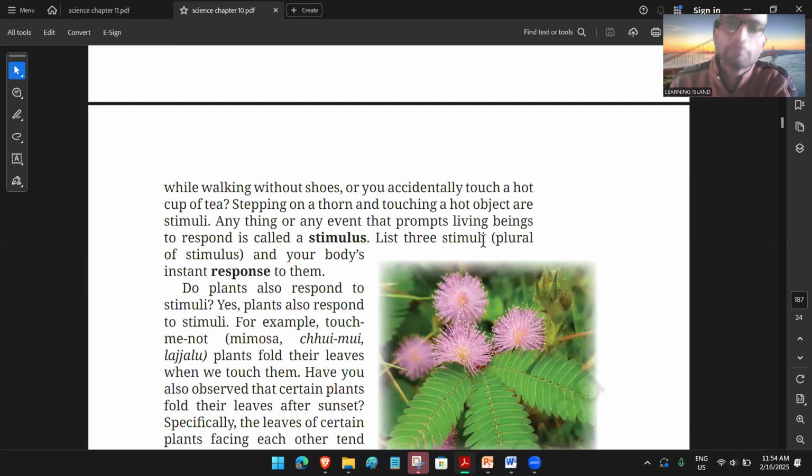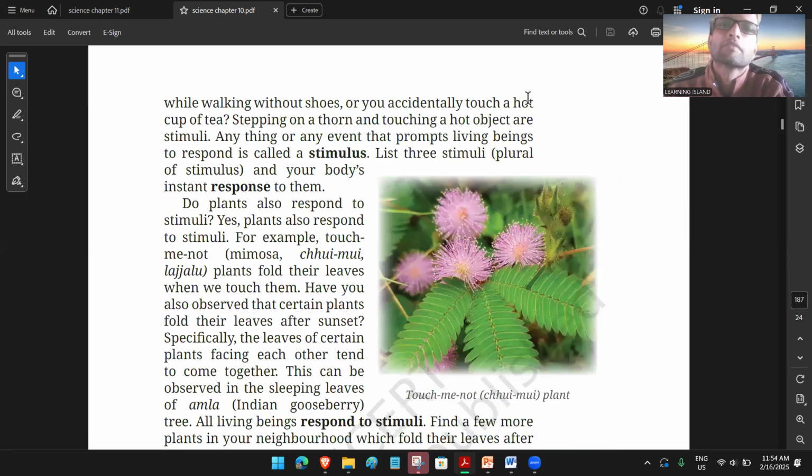Now let's see: while walking without shoes, you accidentally touch a hot cup of tea, stepping on a thorn and touching a hot object are stimuli. Anything or any event that prompts living beings to respond is called a stimulus. Very, very important question. This will definitely come in the exam. So here you mark: what is a stimulus? Anything or any event that prompts living beings to respond is called a stimulus. So I am explaining to you.